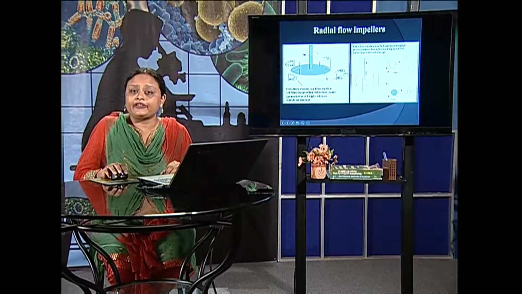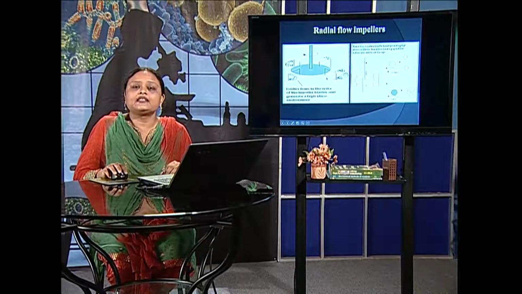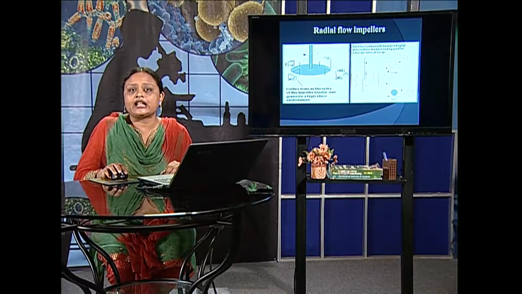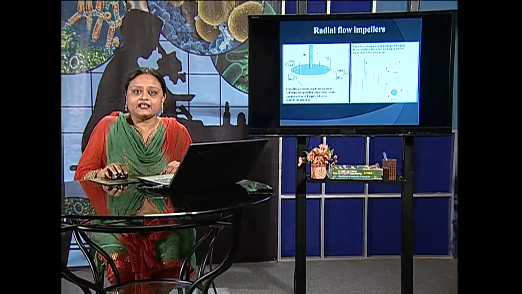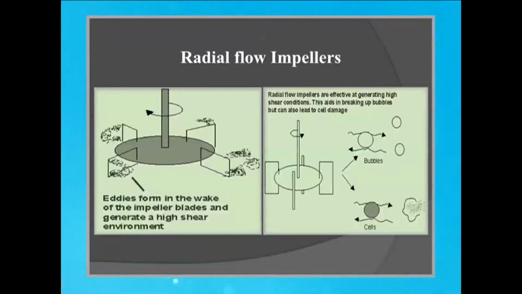Radial flow impellers are very effective in mixing, but they do have a shearing effect. What do we understand by the term shearing effect? This is the cutting action, which is shown very nicely in this diagram. Because of the blades originating from the disc, if an air bubble or a microbial cell moves past these kinds of blades, it will be cut and made into smaller pieces. For a bubble, this is very essential because when we are aerating or introducing air, if the bubbles are made into smaller sizes, they would be distributed well.